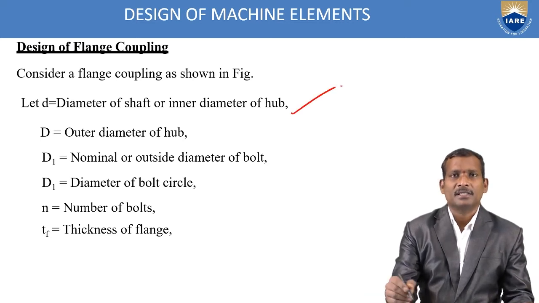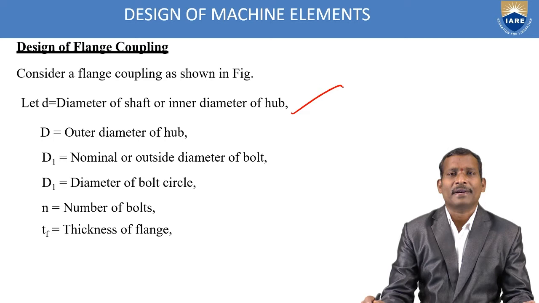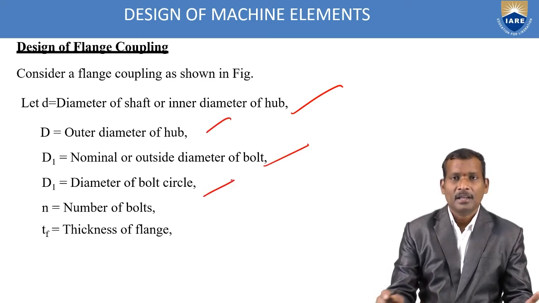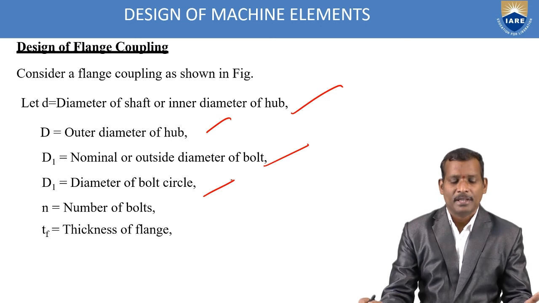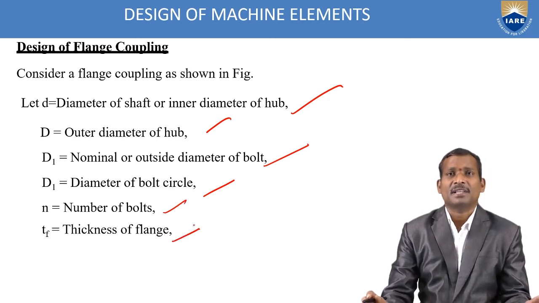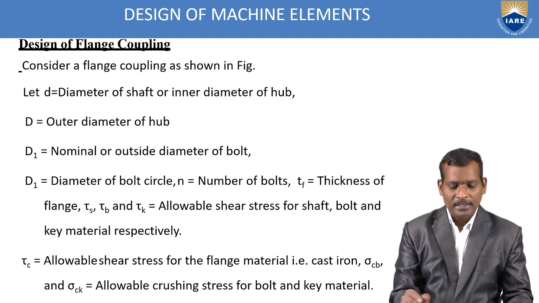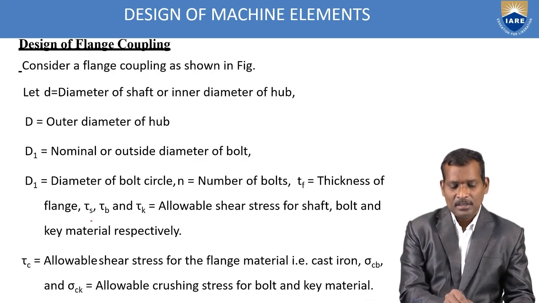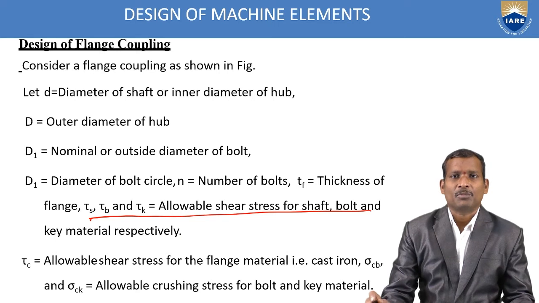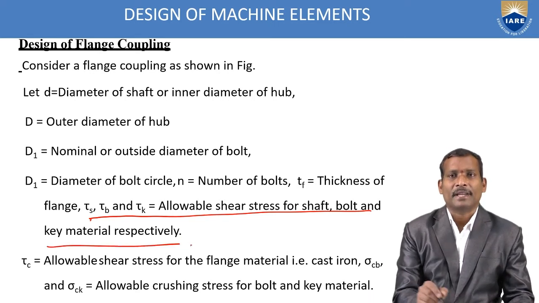Consider the flange coupling as shown in the figure. Here d is the diameter of the shaft or inner diameter of the hub, capital D is the outer diameter of the hub, d1 is the nominal or outside diameter of the bolt as shown in the figure, D1 is the diameter of the bolt circle, N is the number of bolts, and tf is the thickness of the flange. Other terms are tau s, tau b, tau k: allowable shear stress for shaft, bolt, and key material.